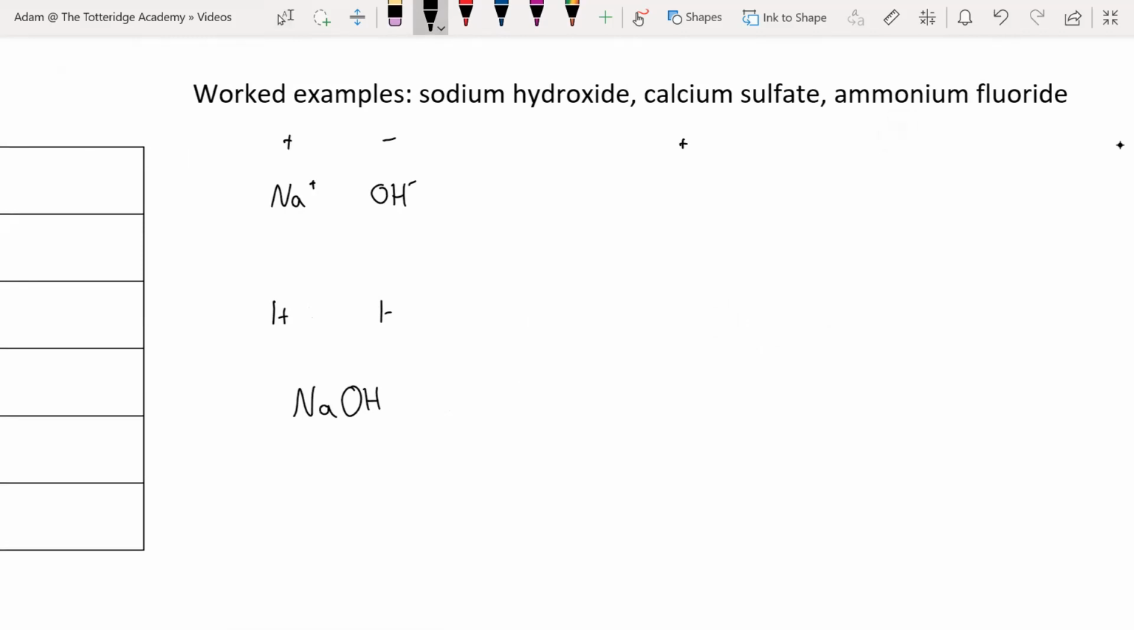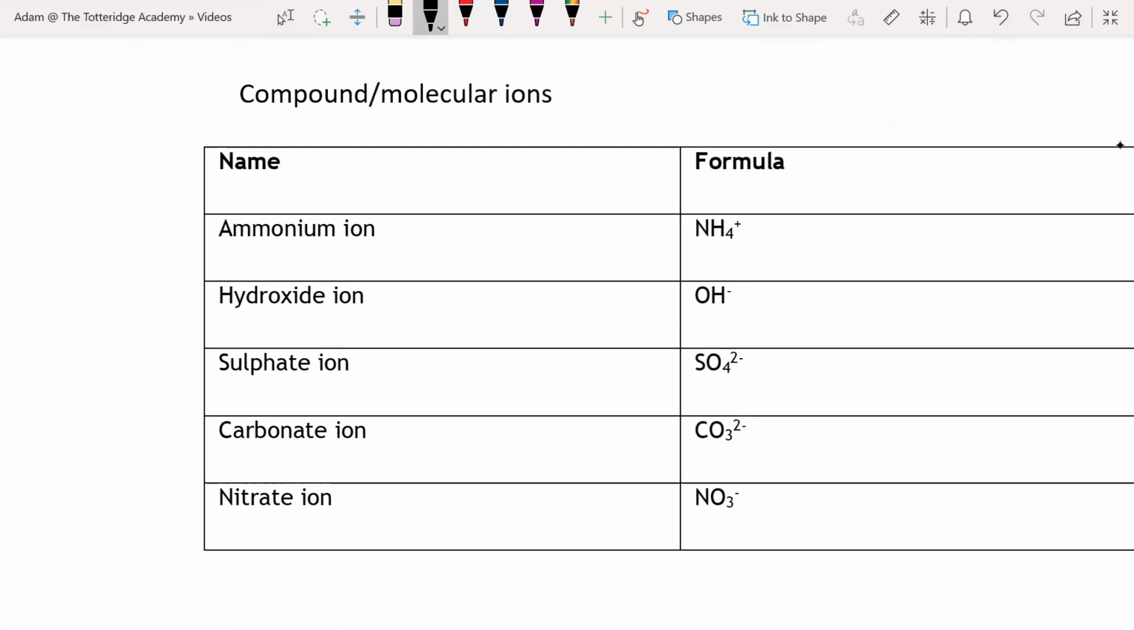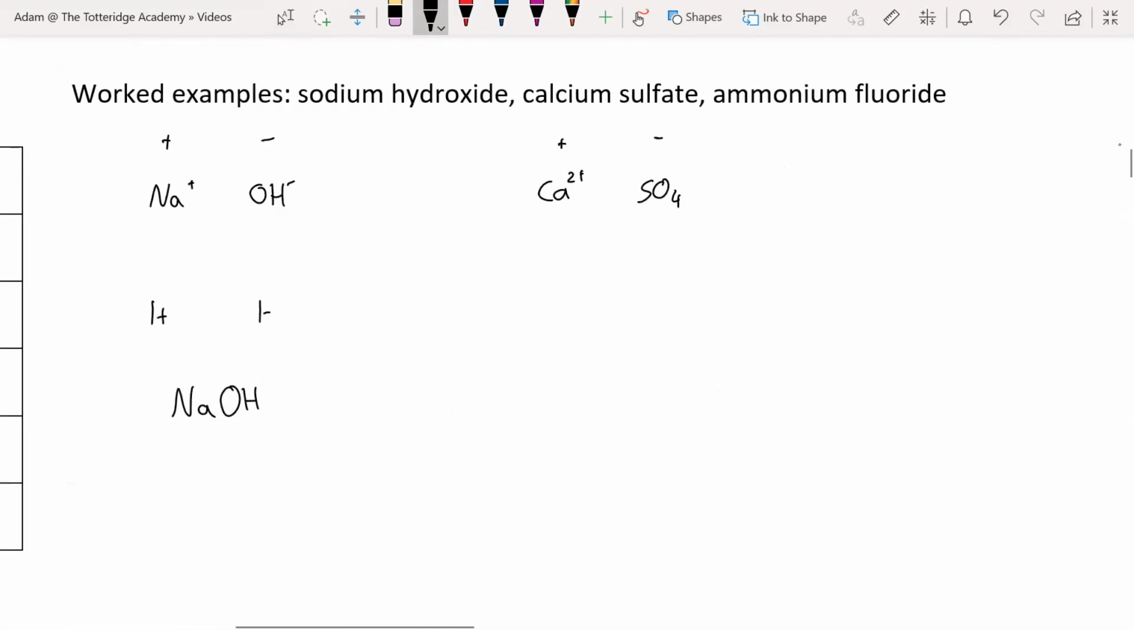Calcium sulfate, positive, negative. Ca is 2+, as we know from before. SO4, oh, I go back to my table. Sulfate ion is SO4 2-. Don't confuse this with sulfide, like I accidentally did earlier on. This is sulfate, not sulfide. I've got 2 pluses, 2 minuses, so that's also very happy. See if you can do ammonium fluoride yourself. Pause the screen and do that one yourself.